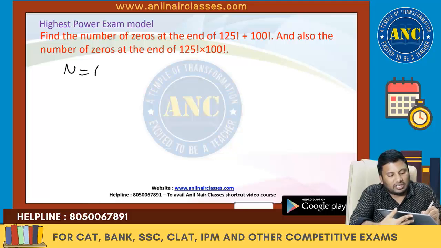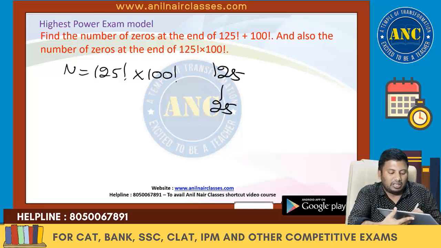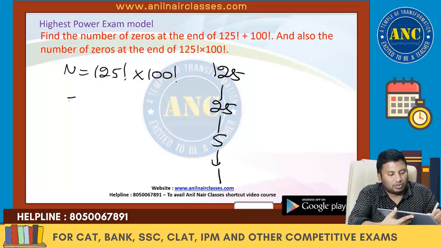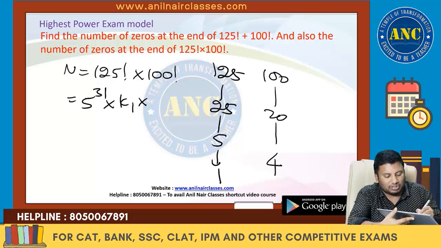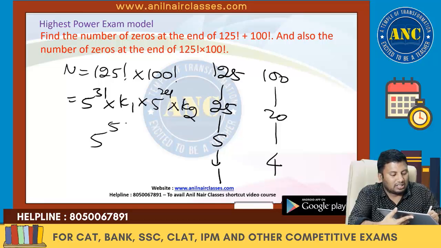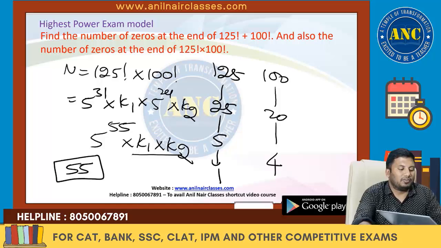Number of zeros at the end of 125 factorial into 100 factorial. 125 has 25s and 5s and 1, so it is 5 power 31 into k1. 100 is 5 20s and 5 4s, 5 power 24 into k2. So the answer is 5 power 55 into k1 into k2. Find the number of zeros. The number of zeros for a factorial is always the power of 5.